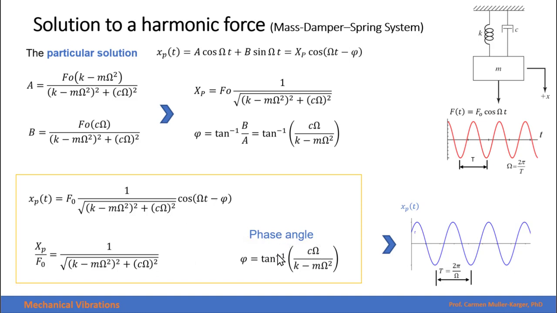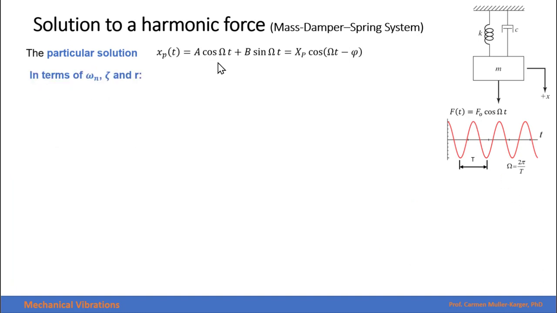And with this is the phase angle, and this will be the quotient between the amplitude of the response with respect to the magnitude of the excitation force. We can also express our solution not in terms of the characteristics K, C, and M, but in terms of the natural frequency of the system, which you remember is the square root of the constant of the spring divided by the mass, zeta, which is the damping ratio, which relates C, K, and M, and the frequency ratio.